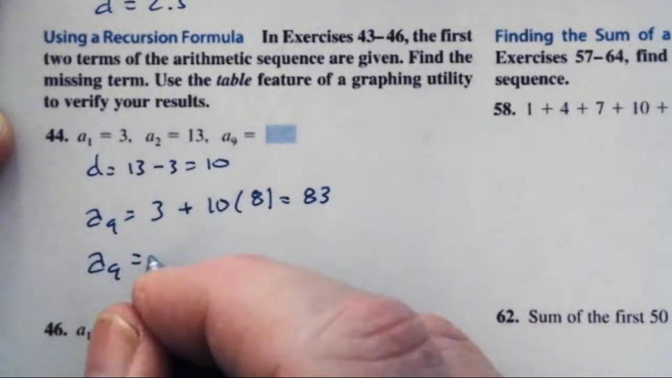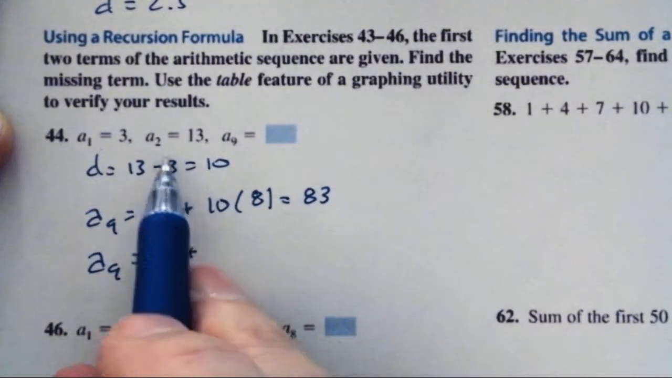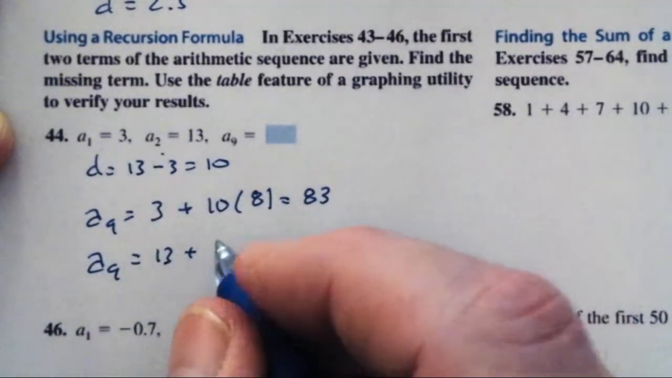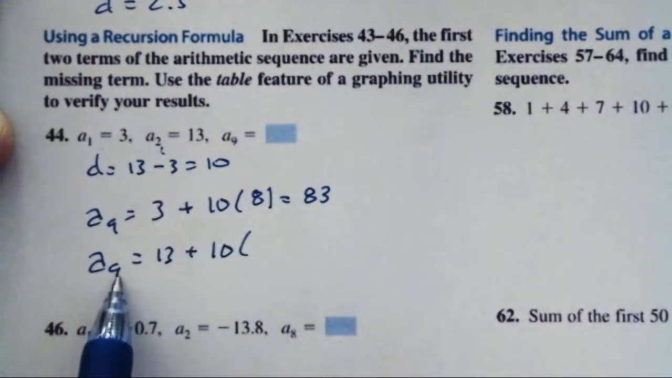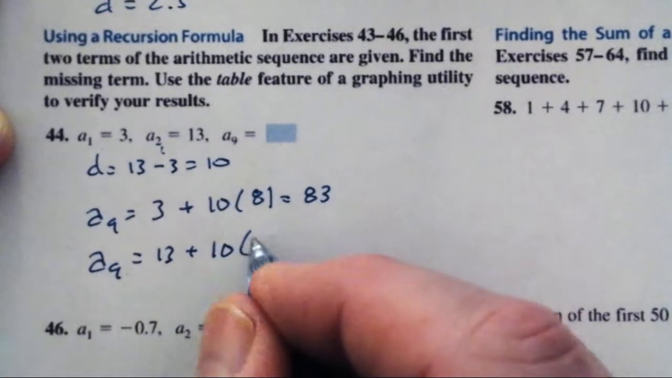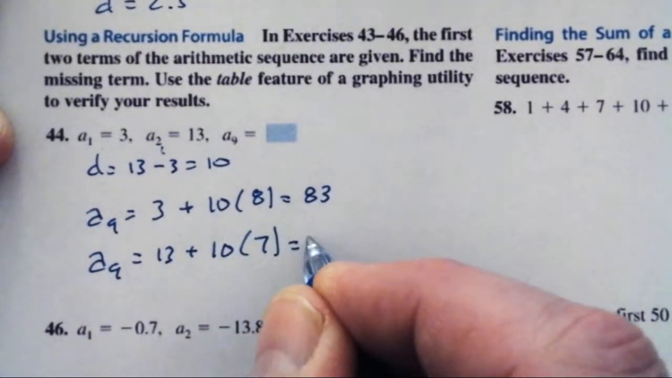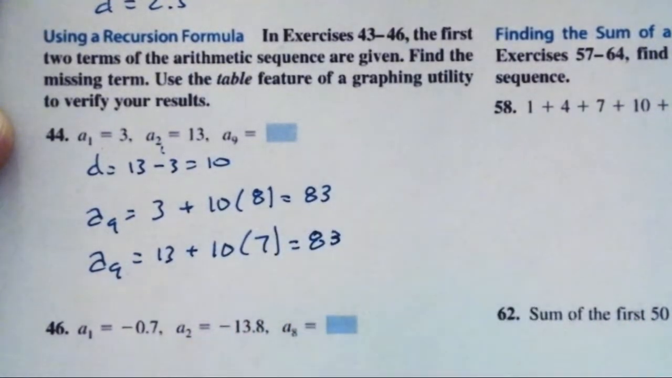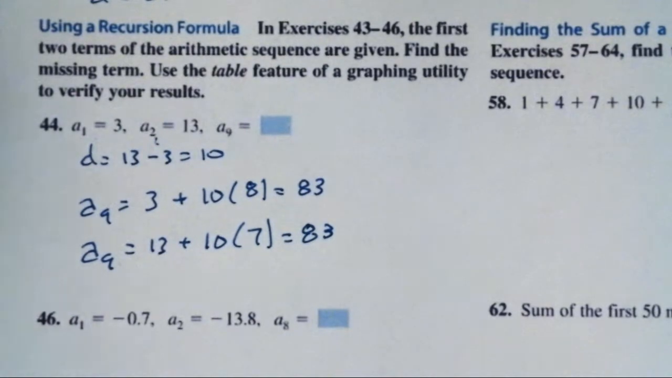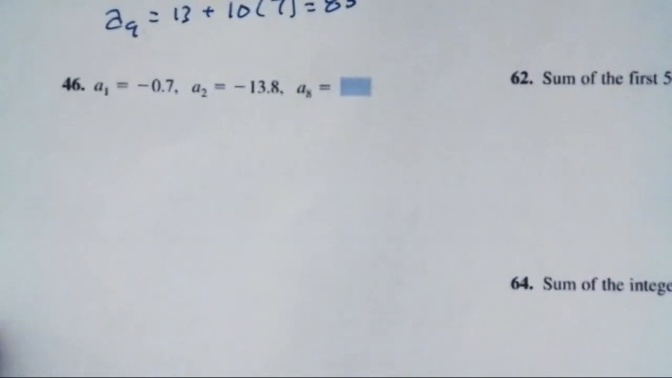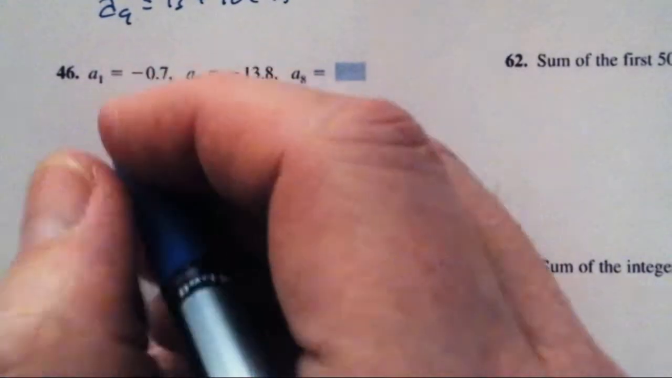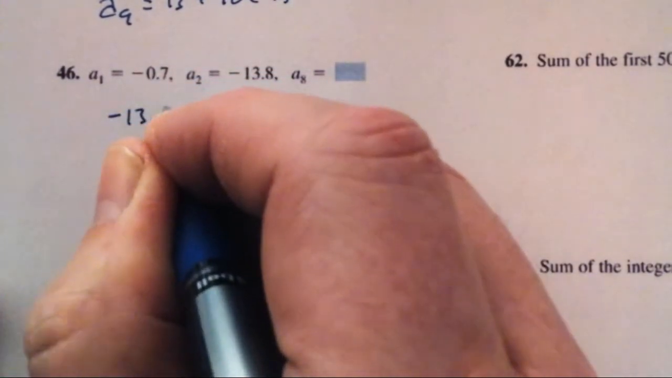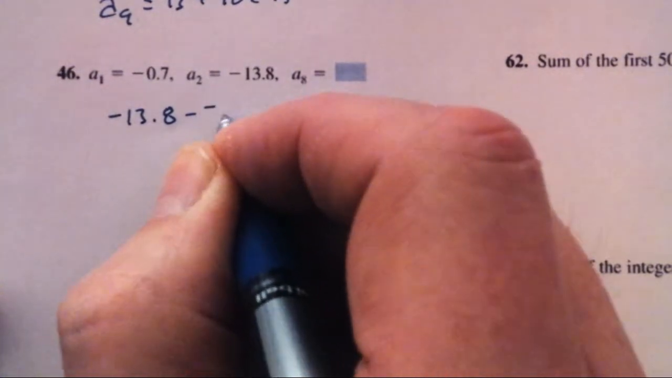A9 equals 13 plus, start with A2. I'm still adding 10, but how many steps from the second term to the 9th term? 9 minus 2, 7. We still get 83.